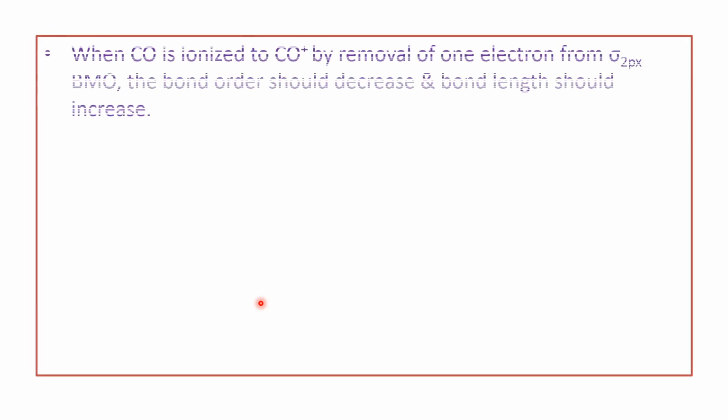So we can say that when CO is ionized to CO plus, that means when the CO plus ion is formed from the CO molecule, it is formed by removal of an electron. And here we can see from the energy level diagram that the electron is removed from sigma 2px, and that sigma 2px is the bonding molecular orbital. So as the electron is removed from the bonding molecular orbital, we can say that the bond order should decrease and bond length should increase.